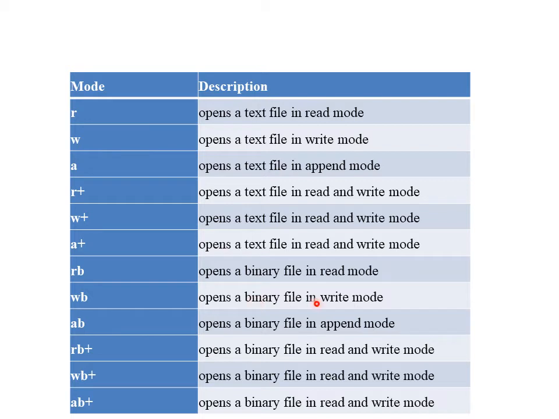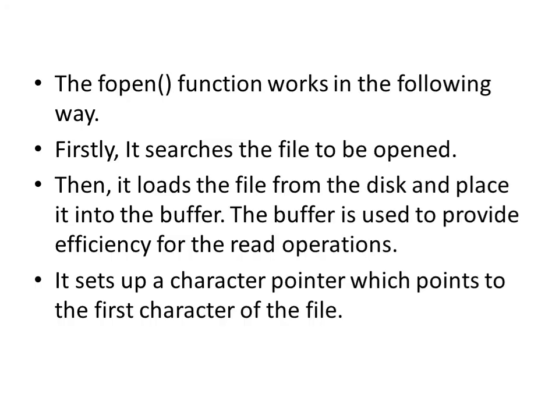wb opens a binary file in write mode. ab opens a binary file in append mode. rb+ opens a binary file in read and write mode. wb+ opens a binary file in read and write mode. ab+ opens a binary file in read and write mode, which we can use as we need. The fopen function works in the following way.